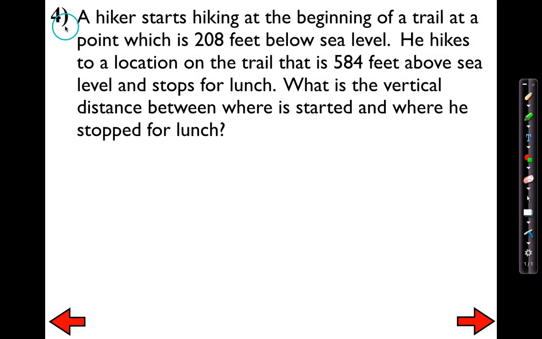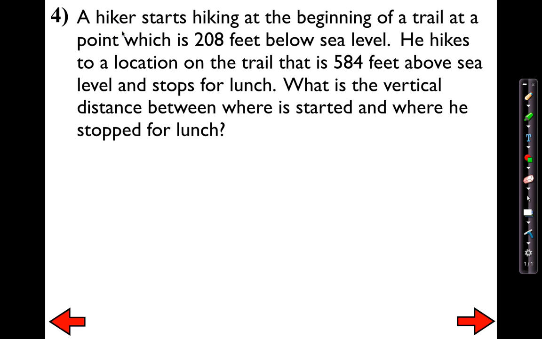Number 4, a hiker starts hiking at the beginning of a trail at a point which is 208 feet below sea level. He hikes to a location on the trail that is 584 feet above sea level and stops for lunch. What is the vertical distance between where he started and where he stopped for lunch?